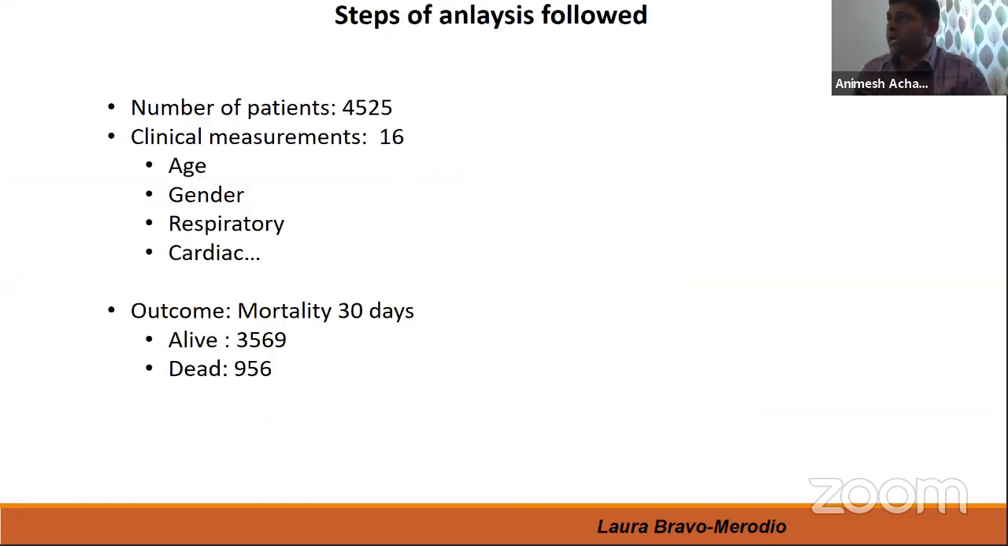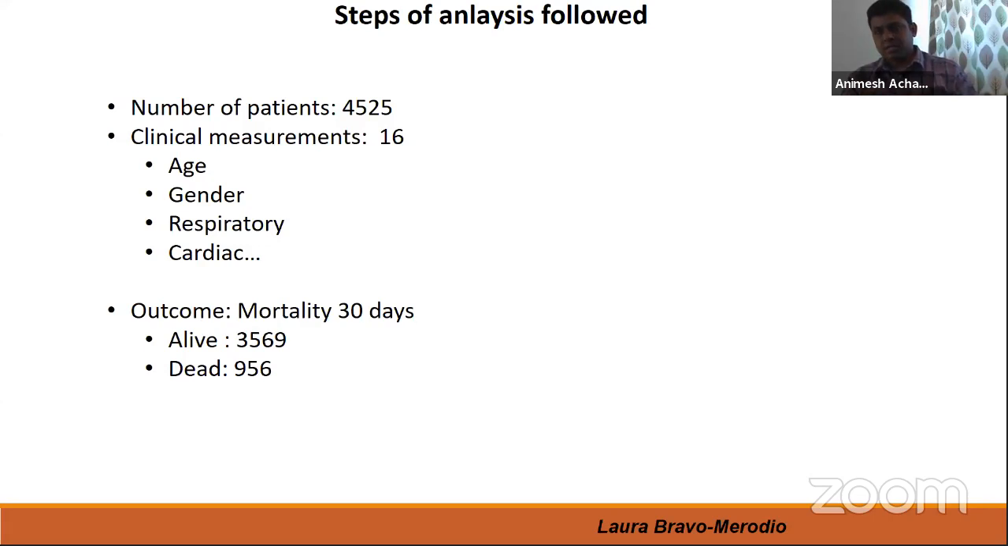This is work actually by my PhD student, Laura, a very talented PhD student. She is from biomedical engineering, but focusing on inflammation. So she understands computer science, mathematics, and inflammatory biology as well. This is very interdisciplinary in a way. They have given us 4,525 patients, and they measured 16 clinical aspects: age, gender, respiratory syndrome, previous respiratory syndrome, cardiac syndrome, if there is any cardiac. And they also estimated the mortality rate in 30 days.